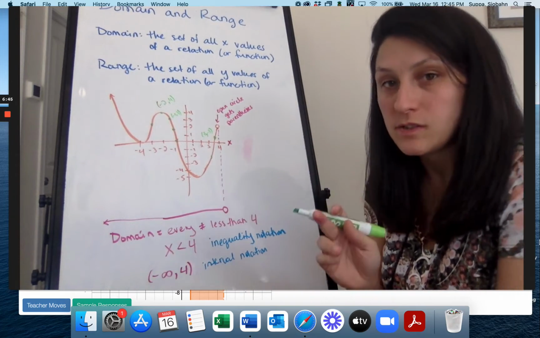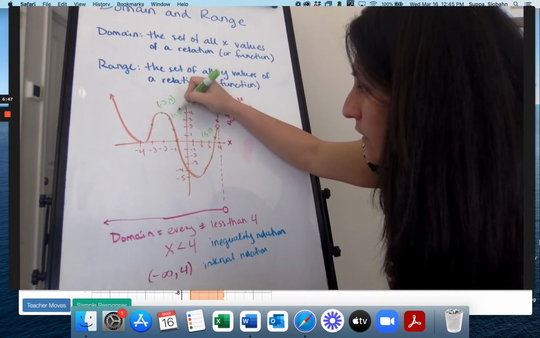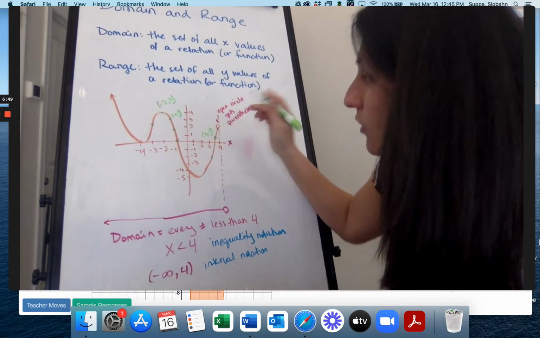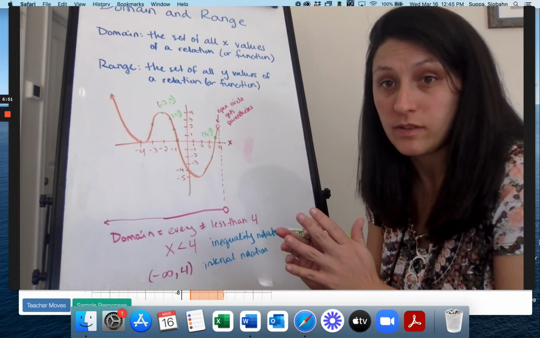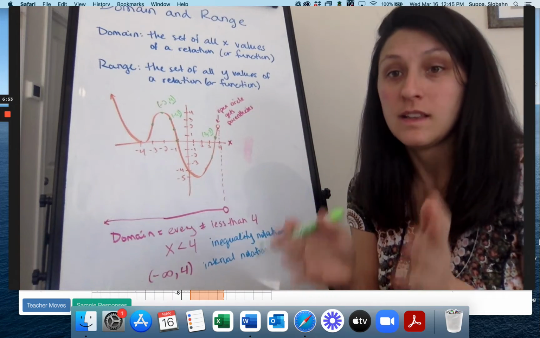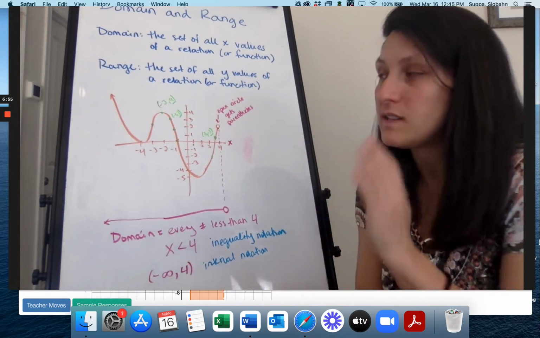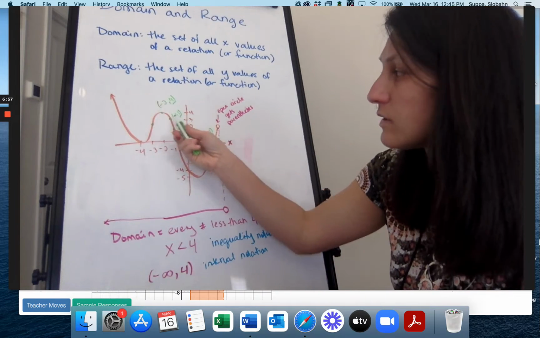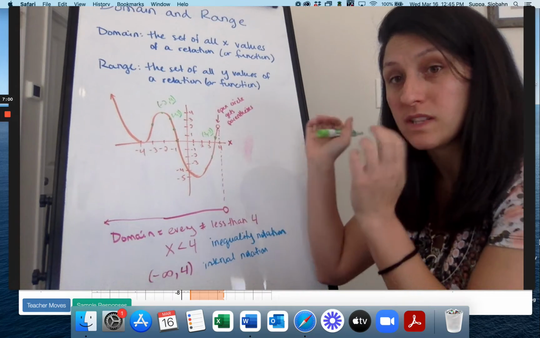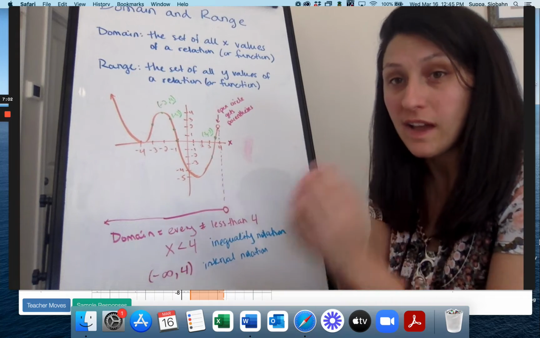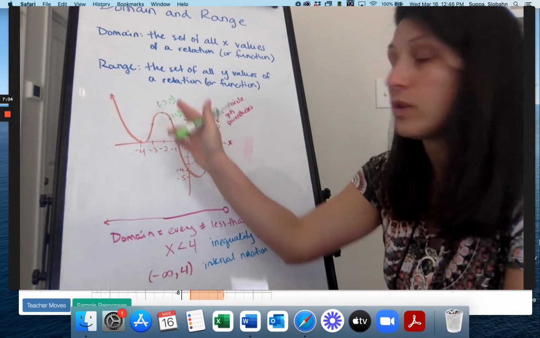And then you were to ask yourself, what are all the y values for every single point on this graph? And could you list them as a set? That would be the range. The domain is the same thing, but it's all the x values of every single point. It's the collection of all the x coordinate values of all the points on this function.